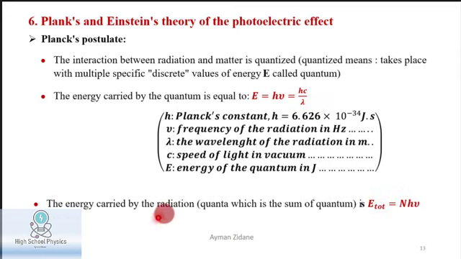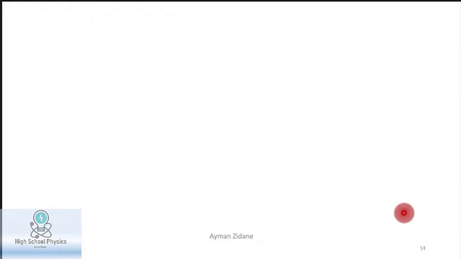The energy carried by the radiation quanta, which is the sum of quantum, is equal to E total = n times hν. Okay, so the radiation consists of n number of quantum, so the total energy will be n times hν. Now, let's talk about Einstein's postulate.